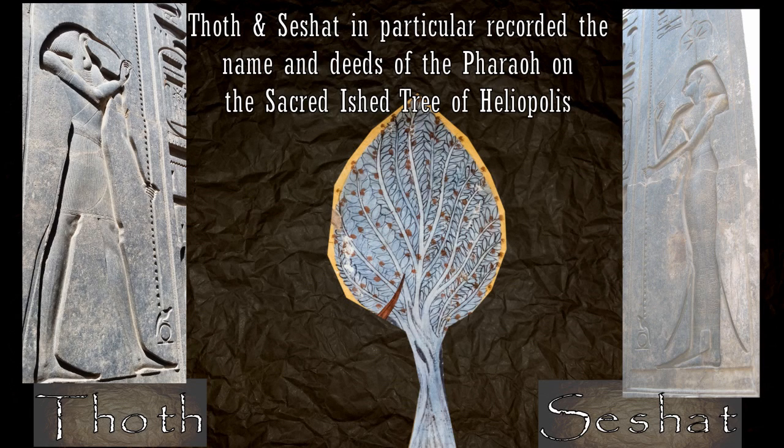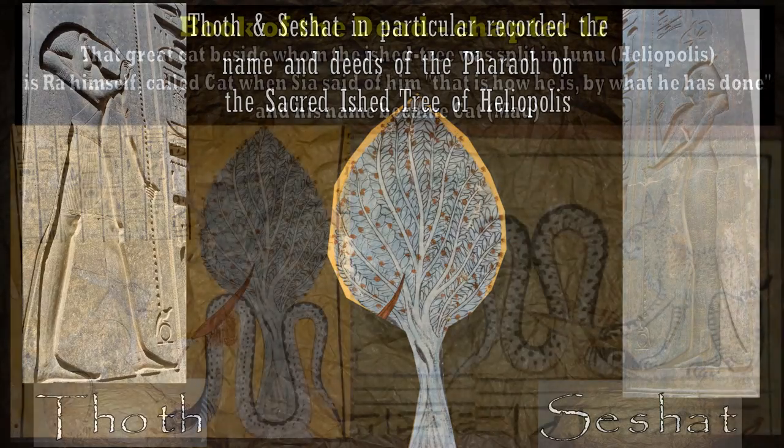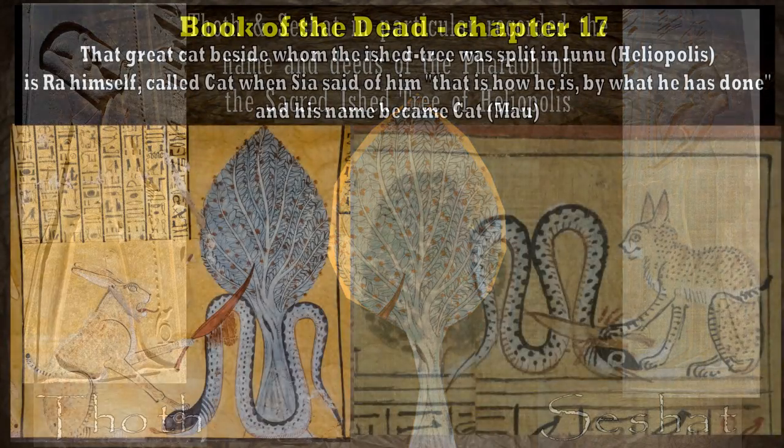records and recording the name of the pharaoh, the deeds of the pharaoh, and this was done on the Ished tree by Thoth, but especially Seshat, and in the earlier period it was much more Seshat's duty, and then Thoth seems to have overtaken her. Now there's a difference between Upper and Lower Egypt, and they focus on certain features, but they have some very important things in common.